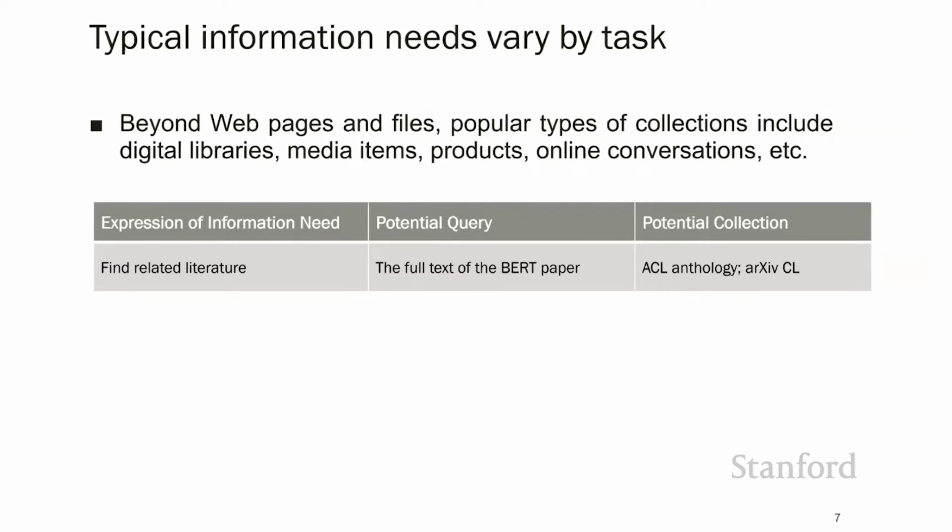But there are plenty of other IR tasks where search is crucial. For instance, you might want to find recent papers related to the BERT paper by Devlin et al. Now, of course, this is not the best example because there are many, many papers related to BERT these days. But in any case, in this case, your query might be the full text of the BERT paper, and the system might try to search the ACL anthology and the computational language section of arXiv for similar papers to BERT.